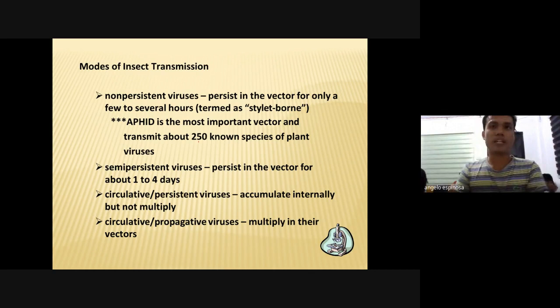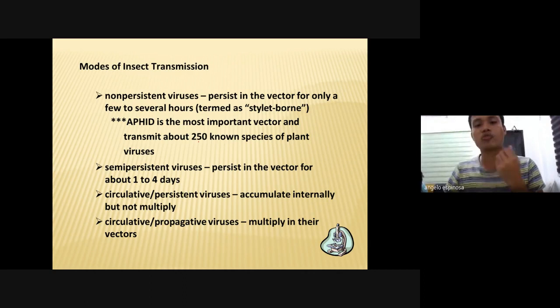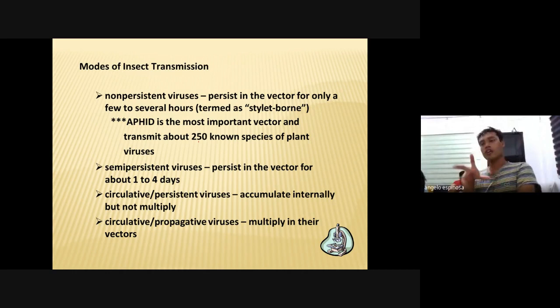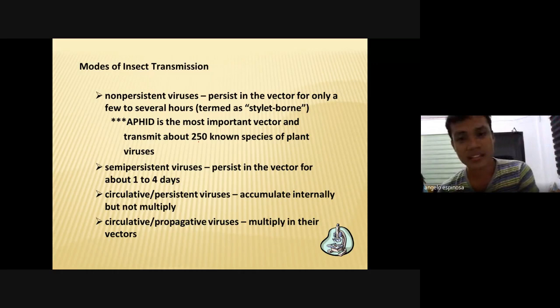Aside from green leaf hopper na one of the popular insects na nagtatransmit ng virus, also we have the aphids. Aphids is the most important vector na transmit about 250 known species of plant viruses. Okay, pag walang aphids sa choices, you answer leaf hopper or green leaf hopper. Pero pag walang leaf hopper, you answer aphid. Pag may green leaf hopper at saka aphid, you answer aphids. Okay? Because aphids is the most important vector among other insects.